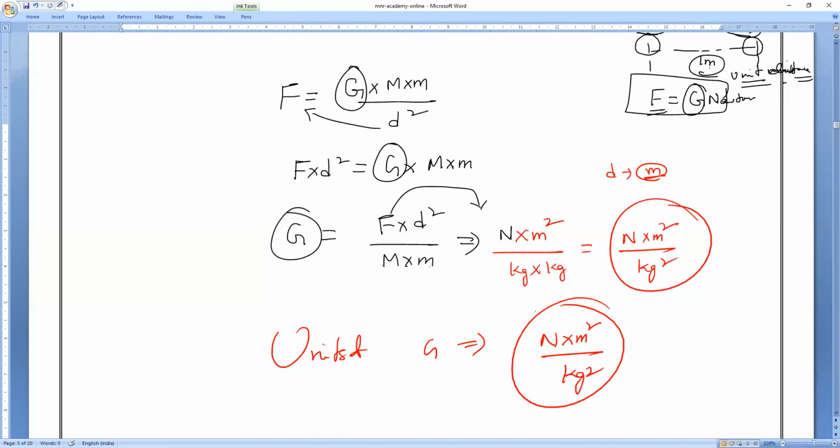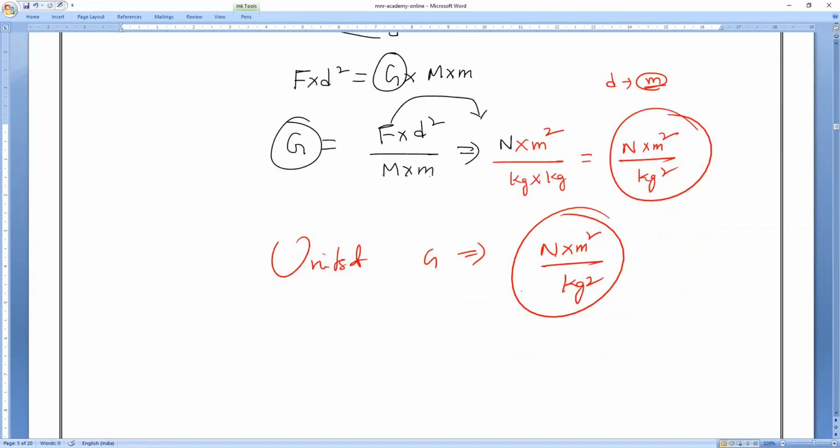Please speak it 2-3 times, then only you can remember. Units of G is Newton meter square per kilogram square. Okay. Now we got it here.